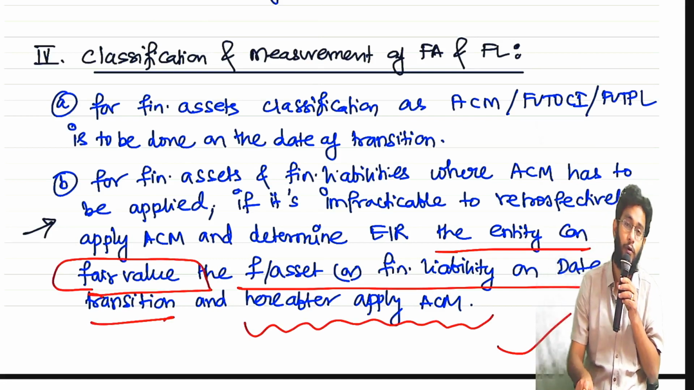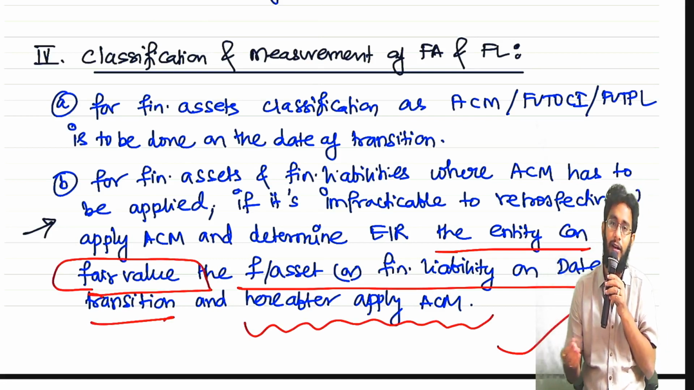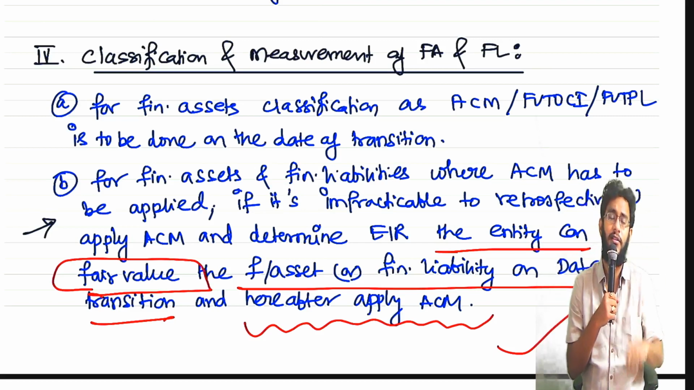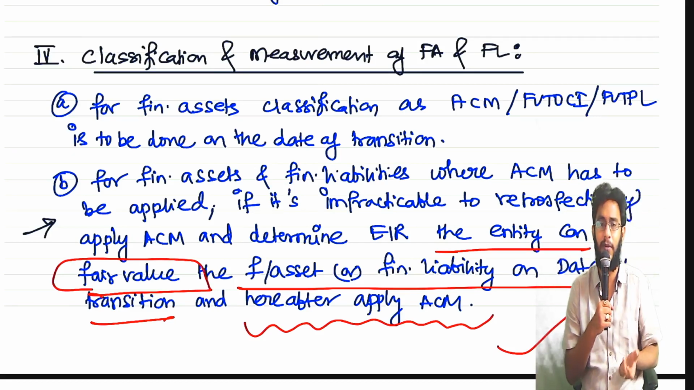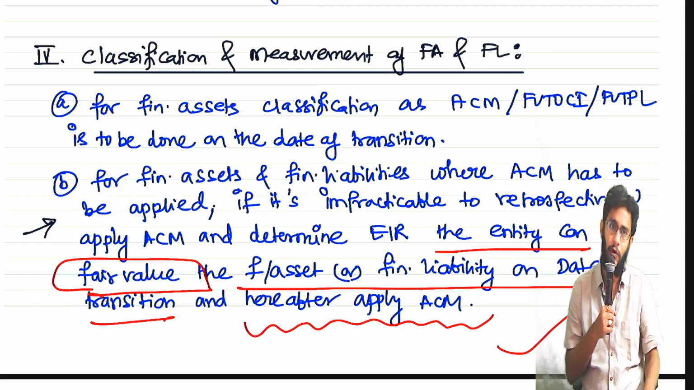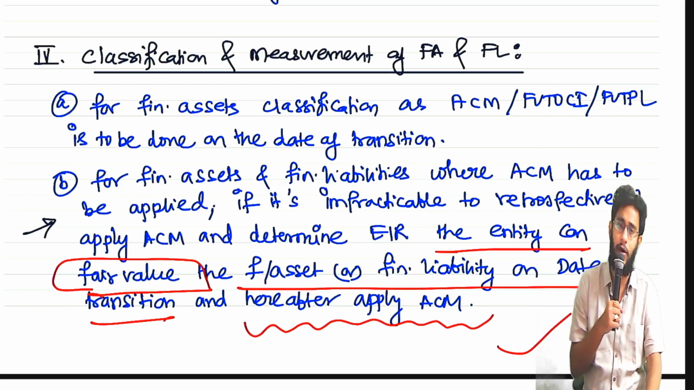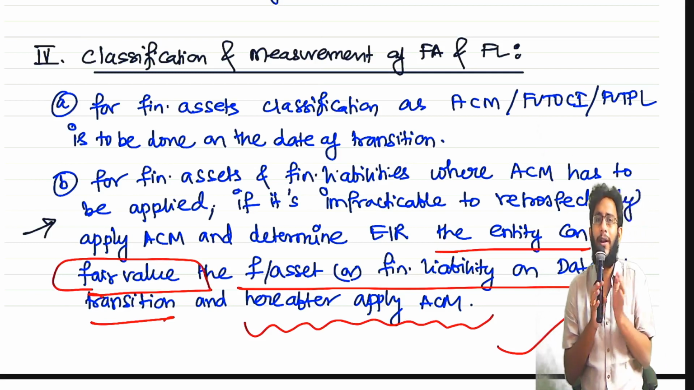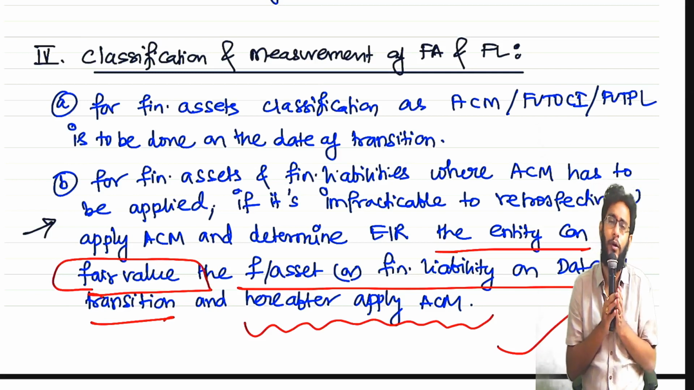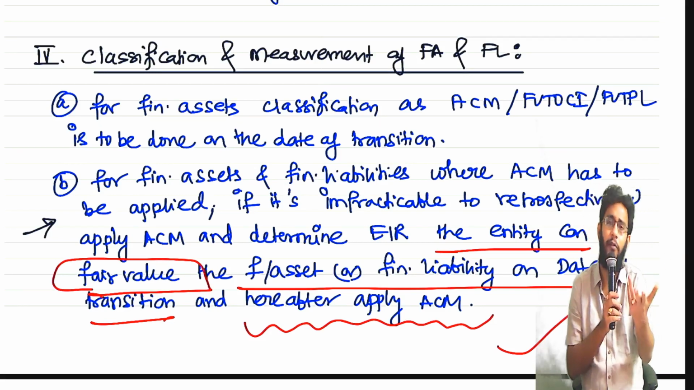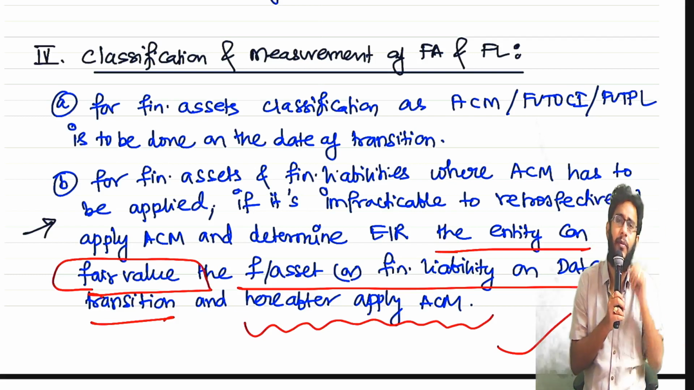So what are you going to do now? The question is very clear. The entity is very clearly shouting that it is impracticable for them to go and adjust everything from the very beginning and do retrospective effect. Fine, what will we ask them to do? Simple. You follow ACM only. But as on today, once you do fair valuation on the date of transition, you will get one amount, the carrying amount, which is the fair value as on today. Your future cash flows are there. Map them, identify whatever is the EIR and apply ACM from hereafter.